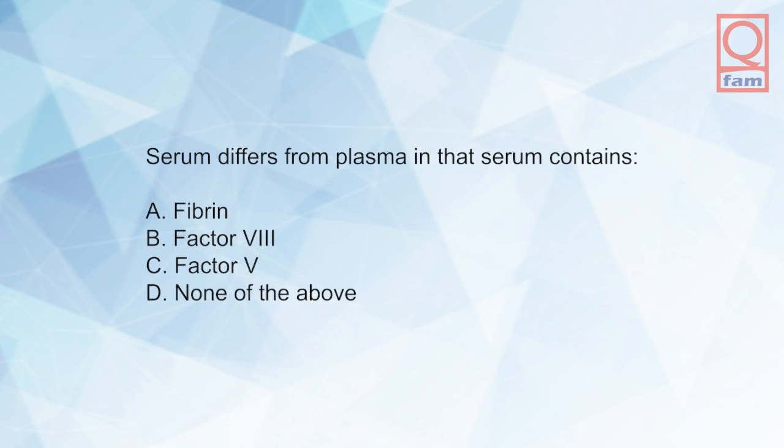Serum differs from plasma in that serum contains A. Fibrin. B. Factor 8. C. Factor 5. D. None of the above. The answer is D. None of the above.